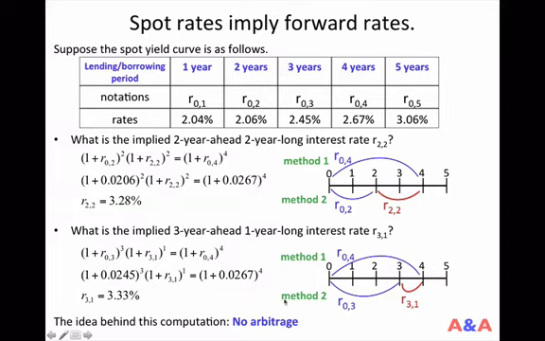The left-hand side corresponds to the second method, 1 plus the 3-year spot rate to the power 3 times 1 plus this 3-year ahead, 1-year long forward rate should be equal to the outcome of investing money through the 4-year spot contract. We know the 3-year spot rate, we know the 4-year spot rate, so the 3-year ahead, 1-year long interest rate R31 turns out equal to 3.33%. Again, the idea behind this computation is the non-arbitrage argument.